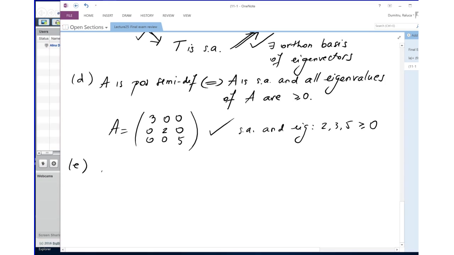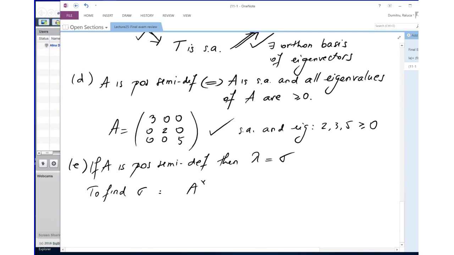E. If A is positive semi-definite, then the singular values and the eigenvalues of A are the same. That, I think, we proved in class. But let me just remind you how it worked. So to find the sigmas, the singular values of A, you have to look at A star A, right? And compute the eigenvalues of A star A. But A is positive semi-definite, so it's self-adjoint. So the eigenvalues of A star A are the eigenvalues of A squared.